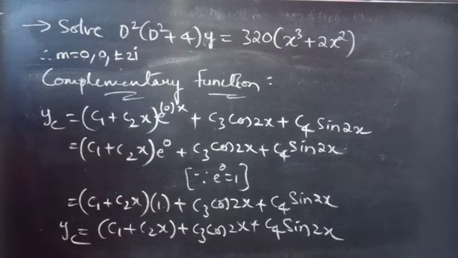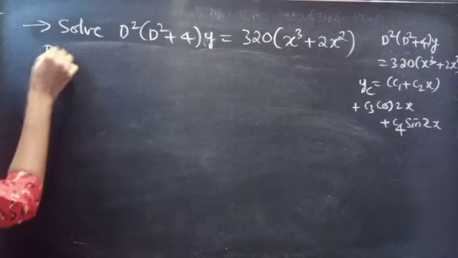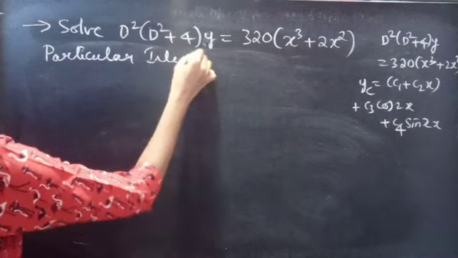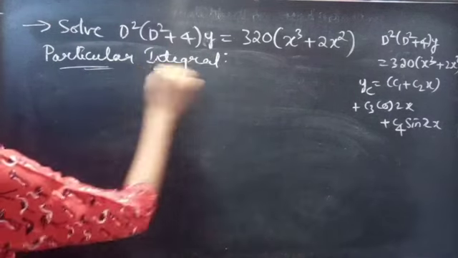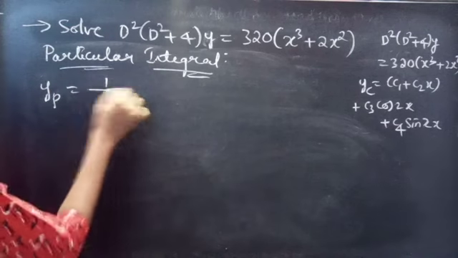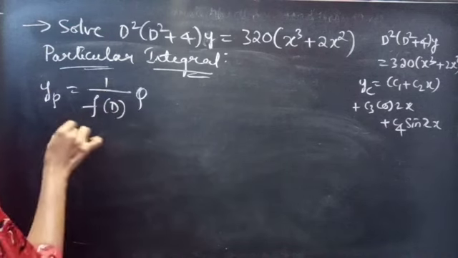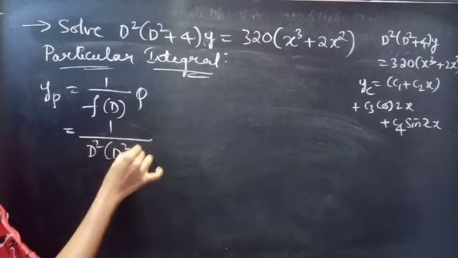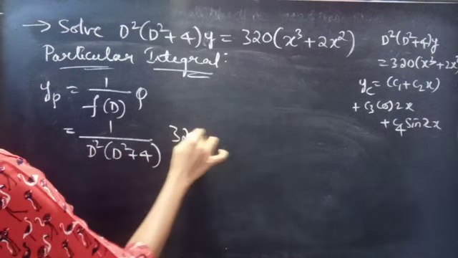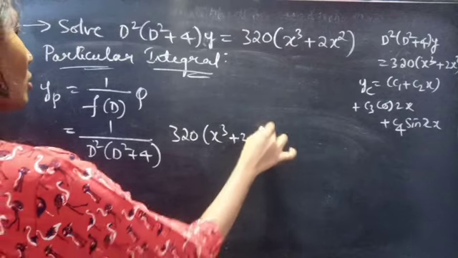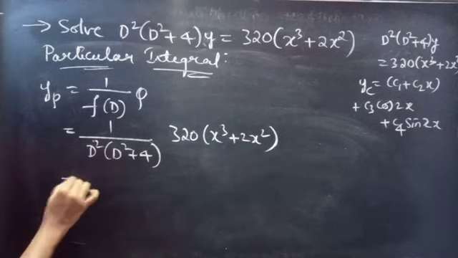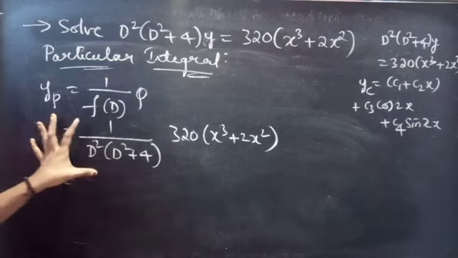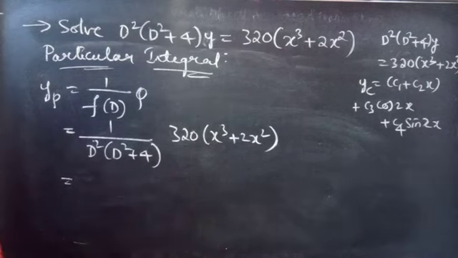Now let's find yp, the particular integral. Yp equals 1 by f of D into Q. We'll find the particular integral using 1 by f of D into Q. We have f of D, D squared into D squared plus 4 into Q is 320 into x cube plus 2x square, right? We can just write this as 320, right? Firstly, let's find the derivative of Q, okay?